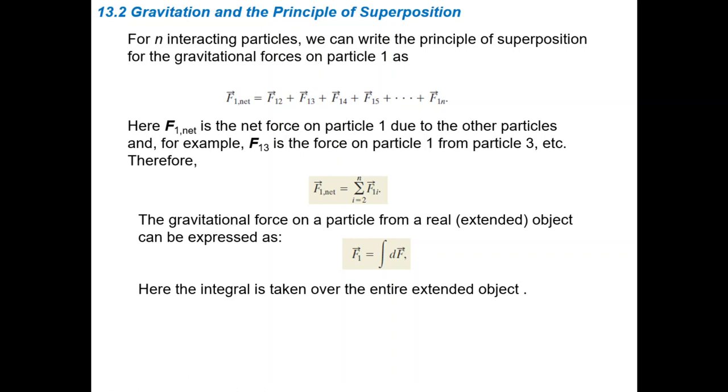So, gravitation and the principle of superposition. For any interacting particles, we can write the principle of superposition for the gravitational forces on particle 1 as F1 net, because it is superposition, equals F12 plus F13, F14, F15. Here F1 net is the net force on particle 1 from the other particles, and for example F12 is the force on particle 1 from particle 2, etc. Therefore, we come up with the formula where F1 net is equal to the sum from i equals 2 to n of F1i.